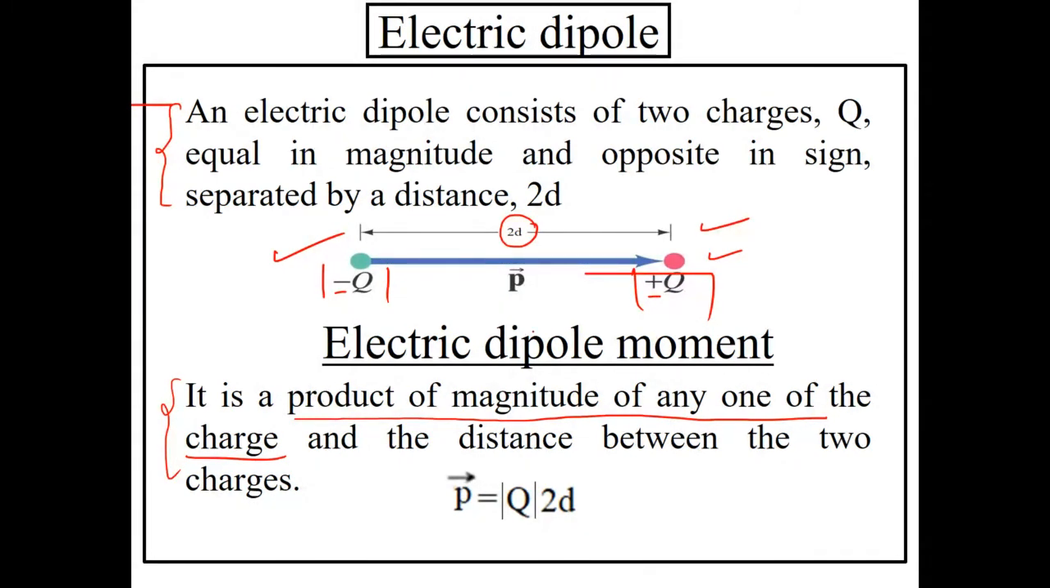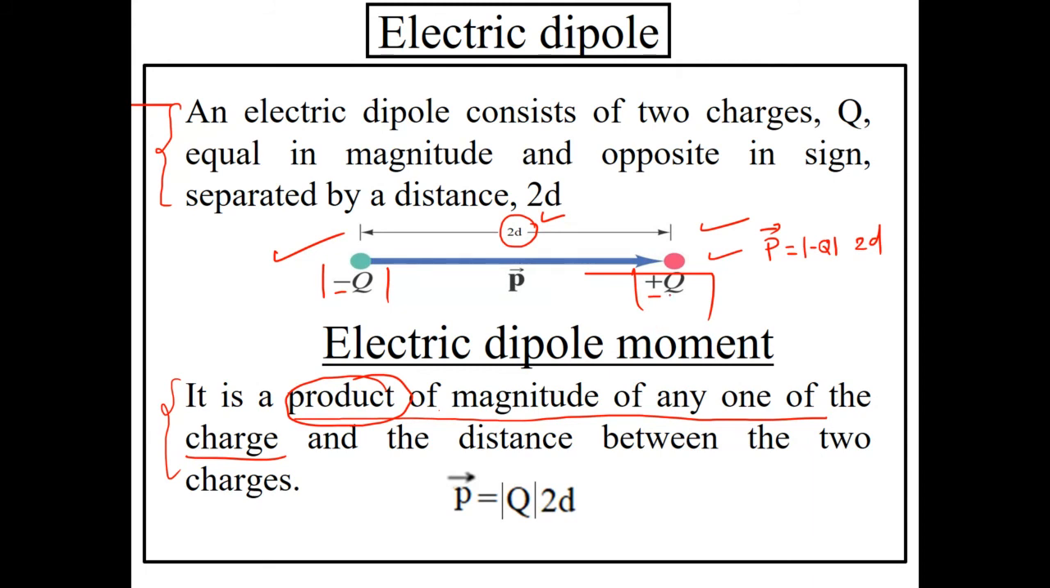But what is the definition? Still it is not completed. Product of the magnitude of any one of the charges. So I will take one charge. The dipole moment is given by the letter P. I will take the magnitude of the negative charge, for example, multiplied by the distance between the two charges. What is the distance between the two charges? 2d. So 2d. And what is the meaning of product?